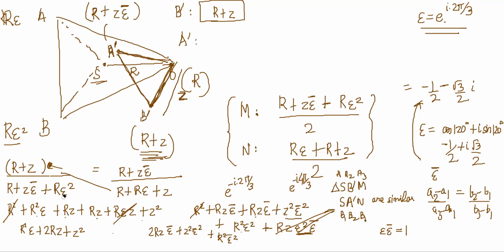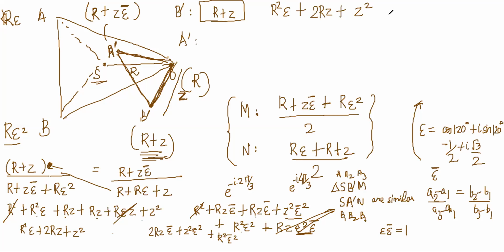What I want you to understand from here is that just by writing the complex numbers and finding the points, the whole question is just checking values. There is no great complicated thing that is left now. It is just some checking of values. 2rz epsilon conjugate plus z square epsilon conjugate square plus r square epsilon square, this is what you have to check.